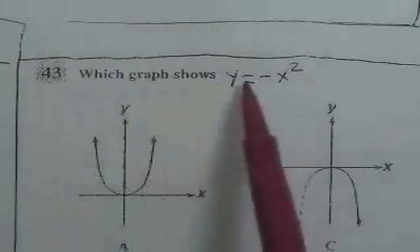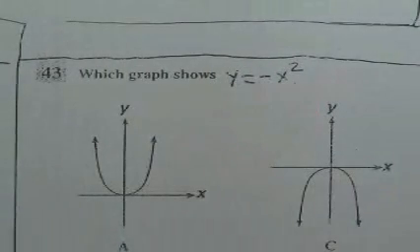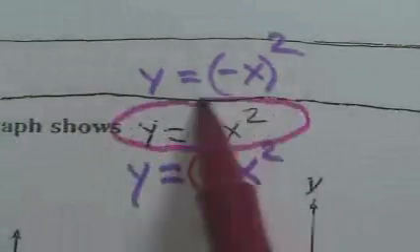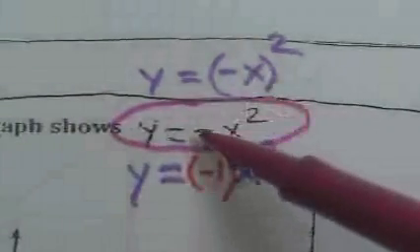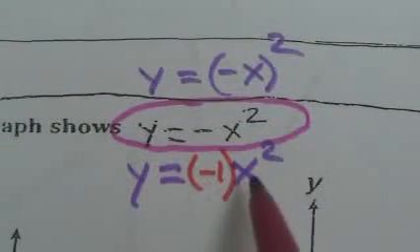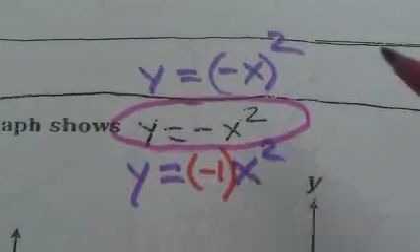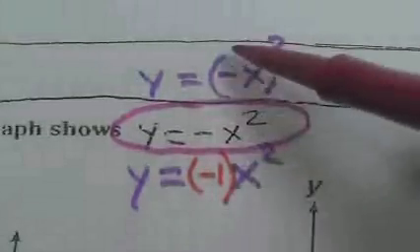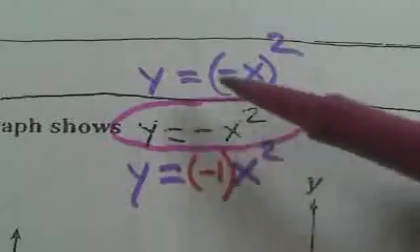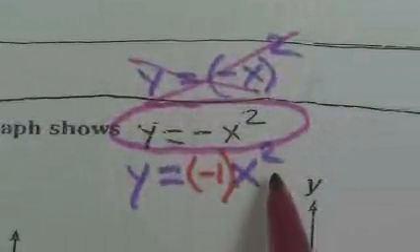Number 43, which graph shows y equals negative x squared? Now this may be confusing to some people, but here's our equation. Negative x squared is like saying negative 1 times x squared. It's not negative x, all of that squared. There's a big difference there. There's no parentheses, so it's not this. It's like saying negative 1 times it.